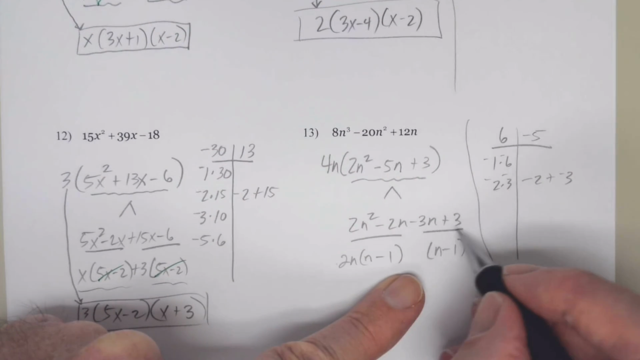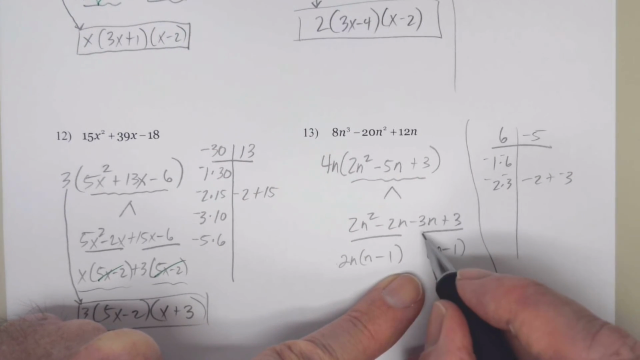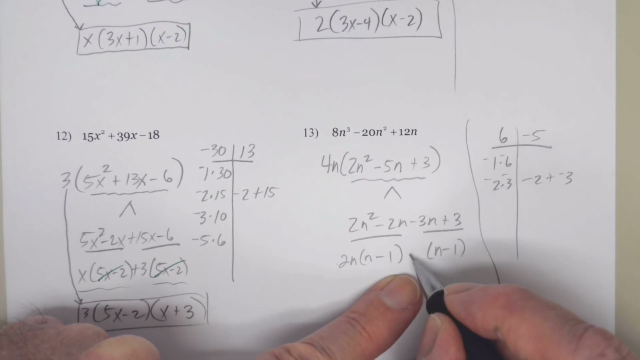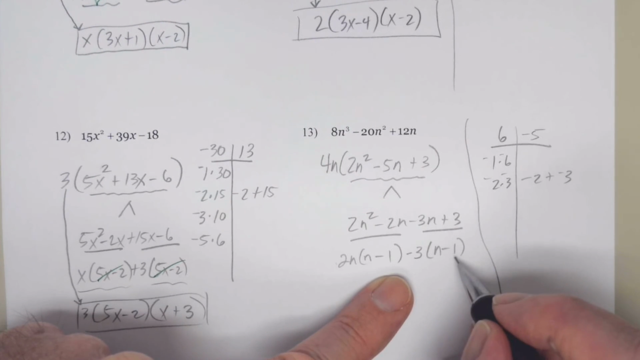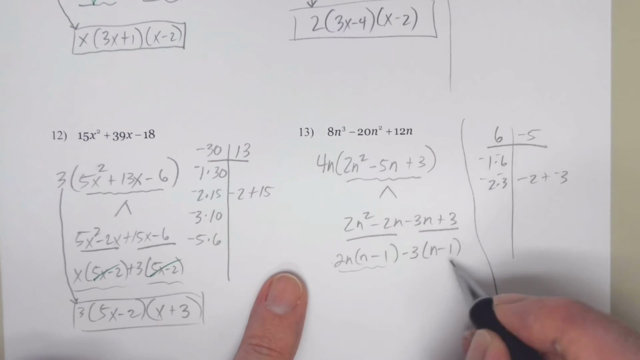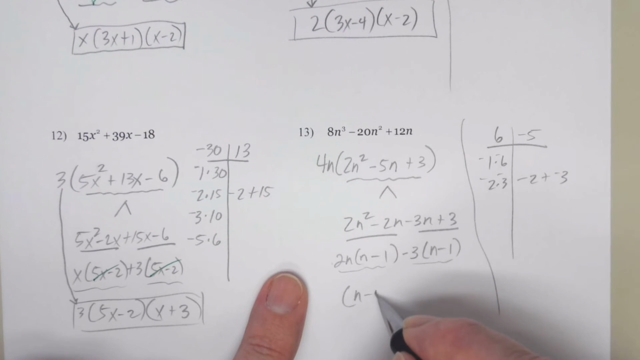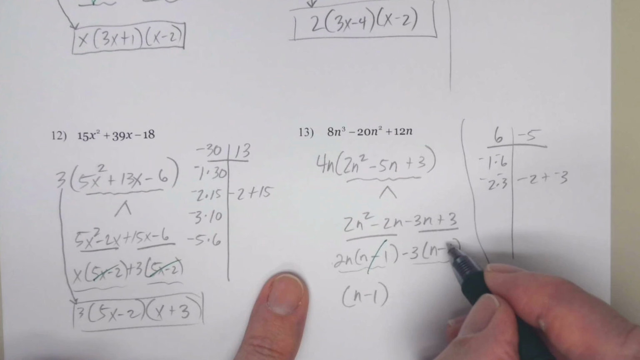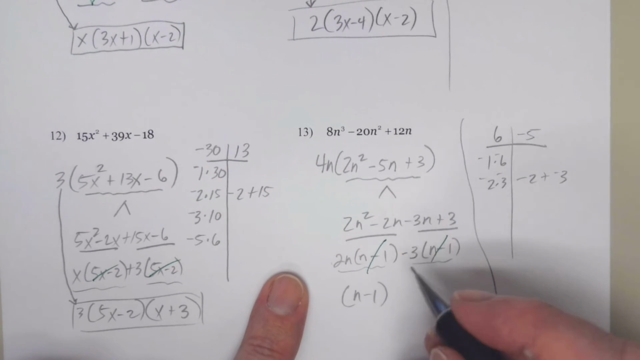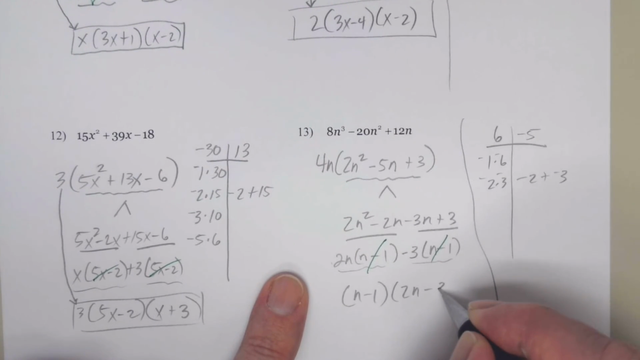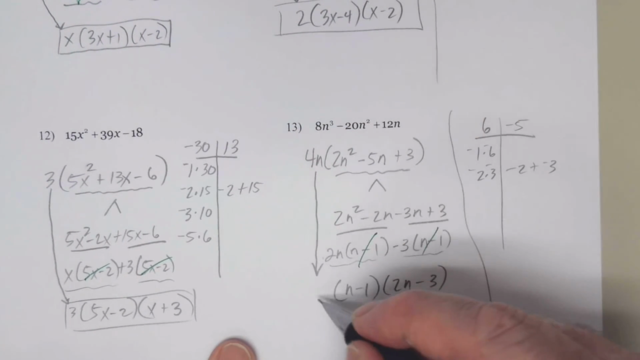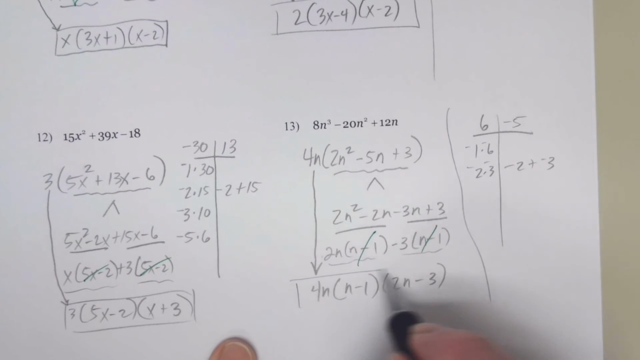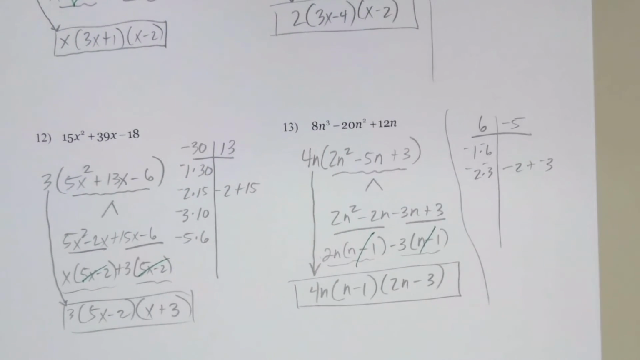So again, we're just factoring out the GCF, but we notice we have a minus 3n here, so I need a negative 3. Negative 3 times n will give me that, and negative 3 times negative 1 will give me 3. So notice here we have a common factor of n minus 1. We cross that out, you can see the leftover part tells me my other factor is 2n minus 3. Last, let's make sure we bring down that 4n, and that's our final answer. And that's going to be the end of this video.